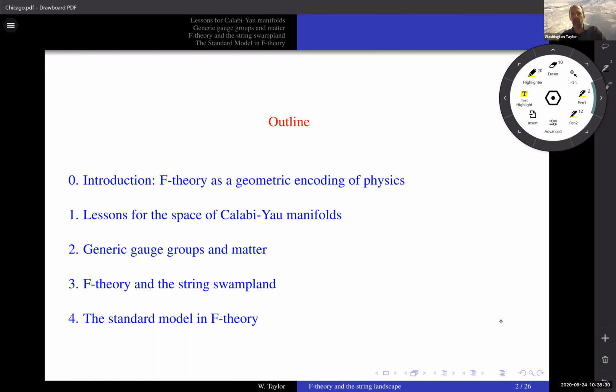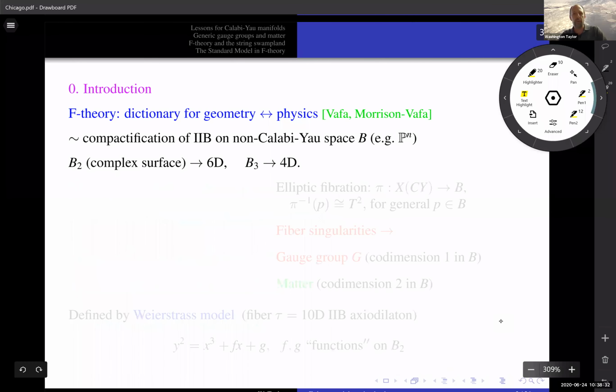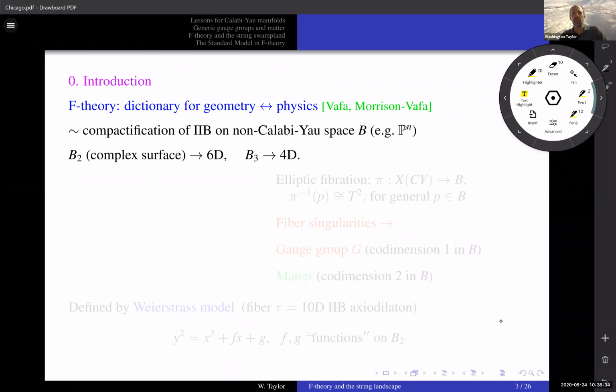Again, I'm just going to start with a quick overview of how F-theory works. Basically, F-theory is a dictionary between geometric structures encoded in the language of algebraic geometry and the physics of, in particular, supersymmetric string vacua. It was developed by Morrison and Vafa quite some time back. And over the last 15 years, it's been used increasingly as a tool for understanding both string phenomenology and big questions about the space of string backgrounds.